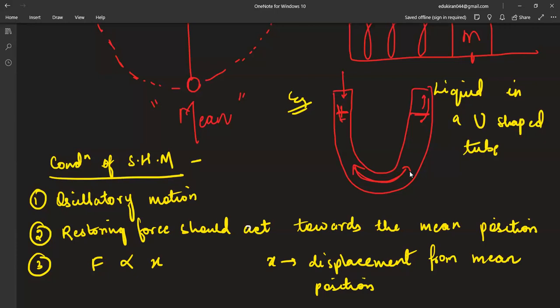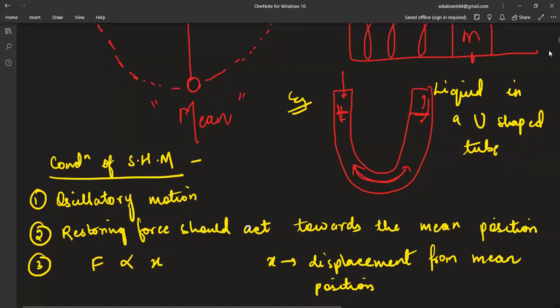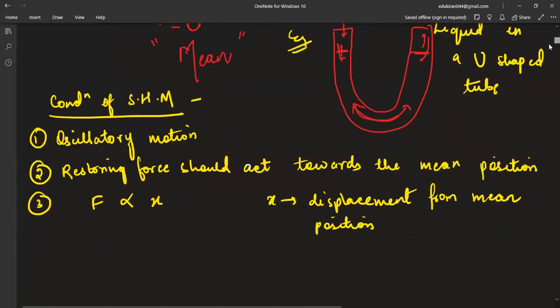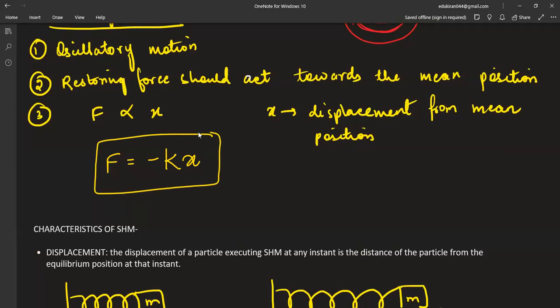Now, what are the conditions for SHM? Firstly, it has to be oscillatory motion. Secondly, restoring force should act towards the mean position. Lastly, the force which is acting is directly proportional to the displacement from the mean position. And we write it as F is equal to minus Kx.